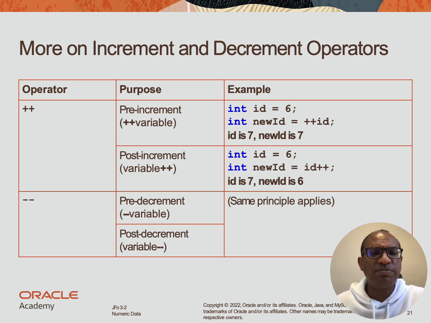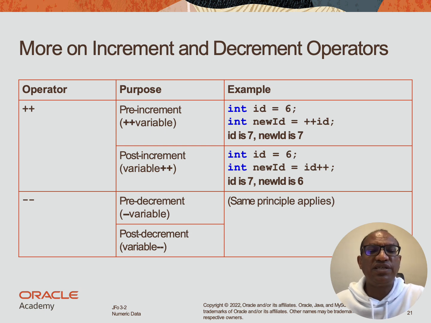When you put the plus plus or minus minus operator before a variable, the value is changed immediately. When you put the operator after the variable, it isn't changed until after the expression is evaluated. In the first code example in the slide, ID is initialized to 6. In the next line, you see newID equals plus plus ID. Because the operator precedes ID, this increment is immediately evaluated, and the value assigned to newID is 7.